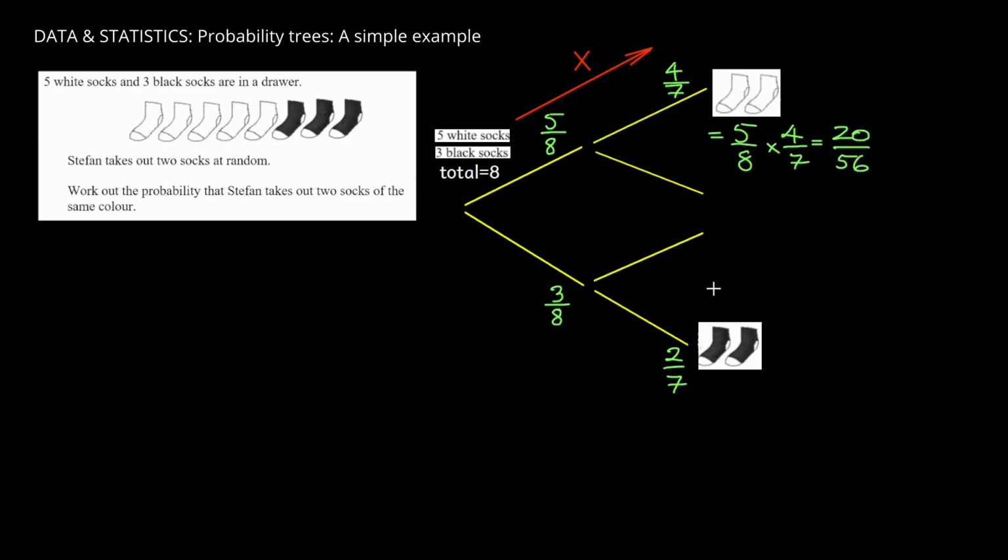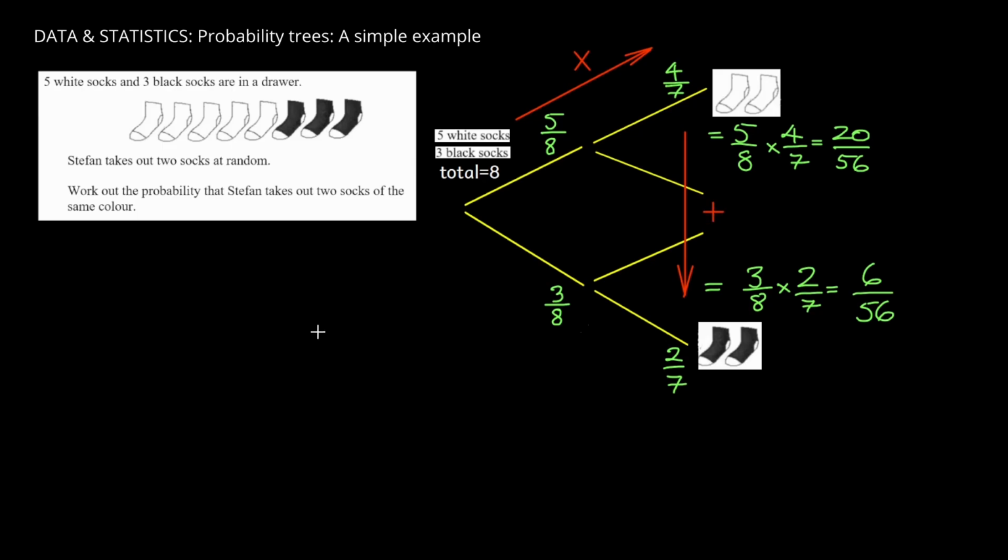And similarly, the probability of getting 2 black socks is the multiplication of these 2 probabilities, which is 3 over 8 multiplied by 2 over 7, which is equal to 6 over the same denominator, 56. Now, if we don't care whether it's 2 white or 2 black, then these probabilities will add, because as we go down the probability tree, collecting results at the end of the branches, we can add.